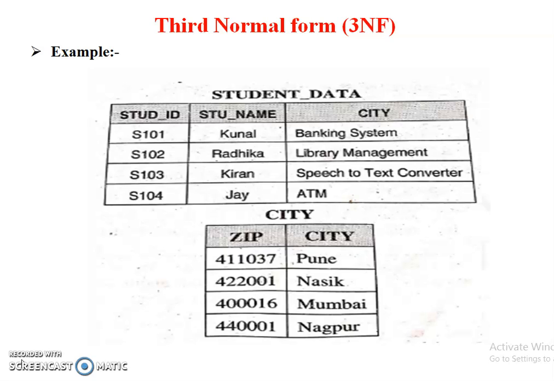For this purpose, we have to split the student detail table into two different tables, say student data and city. Now see in these two tables, first student data and second city. Now the database design is converted into third normal form. Here the design is already in second normal form and there is no transitive dependency of non-prime attributes on prime attributes. It's nothing but the third normal form.